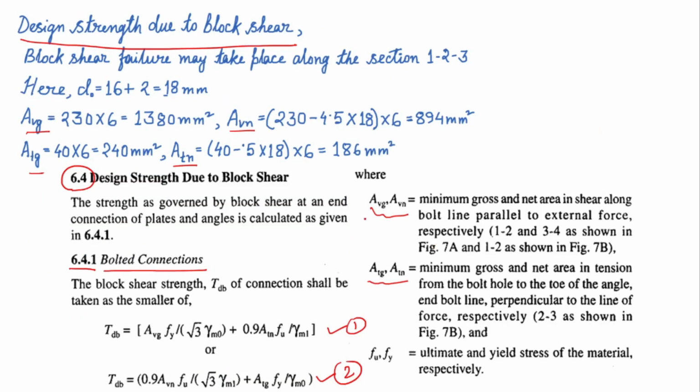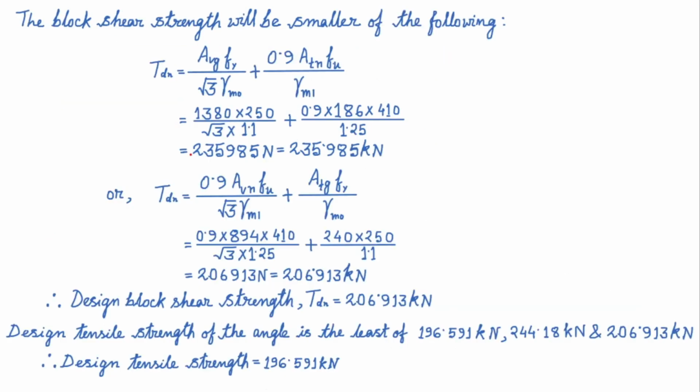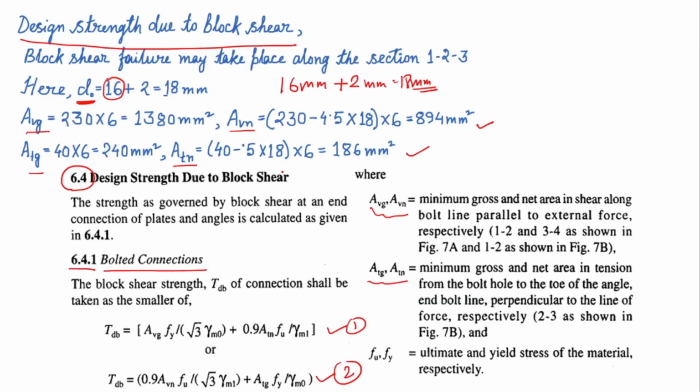So here we have calculated d naught, then Avg, Atg, Avn, Atn. Then we shall calculate the values for the block shear. As I already told, we have to use two equations to calculate block shear, this one and this one.